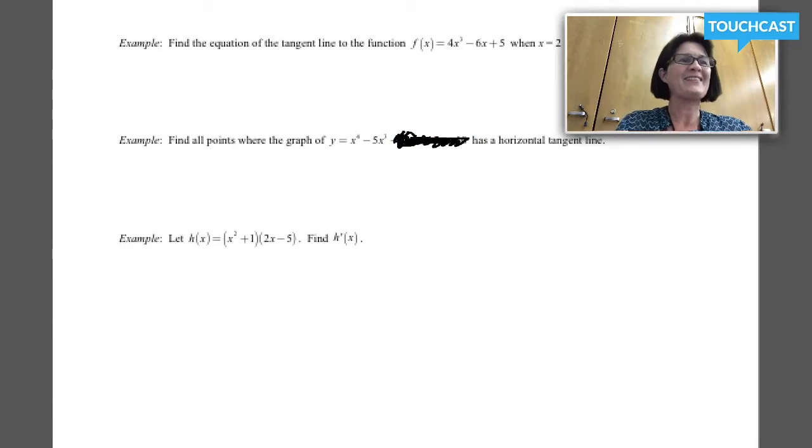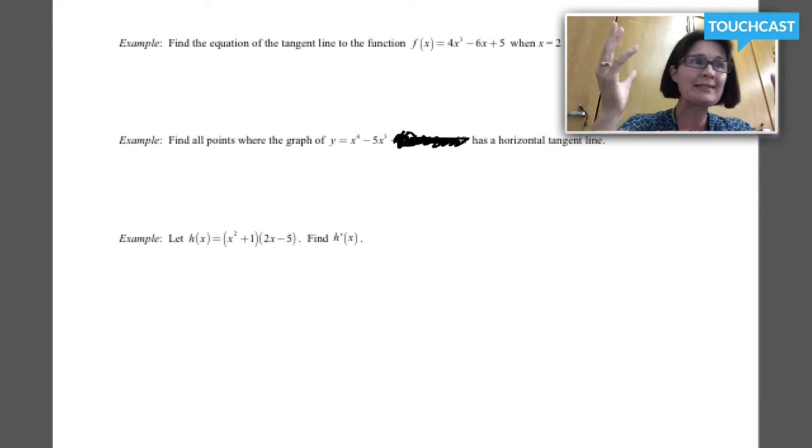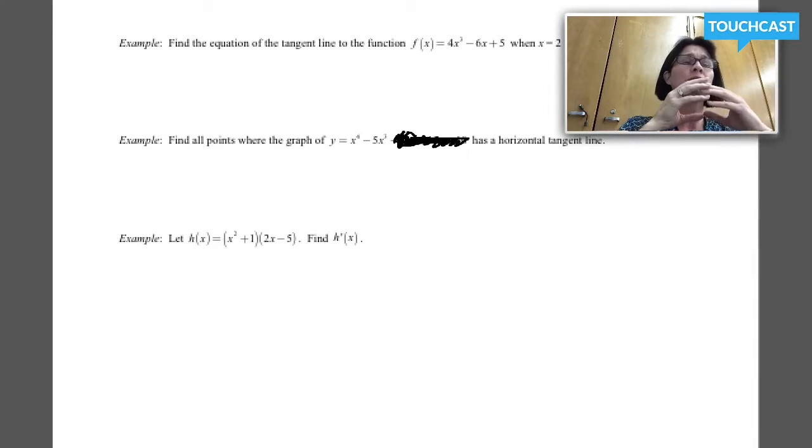All right, this is another good one, and it's way better than the problem that I crossed out to put it over. So how can I find all the points where the graph of y equals x to the 4th minus 5x cubed has a horizontal tangent? So now, this is maybe the first time we've had to actually translate language like this into, how can I use what I know about derivatives now to answer this question?